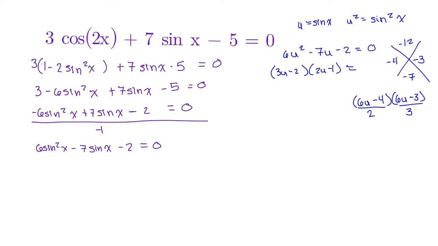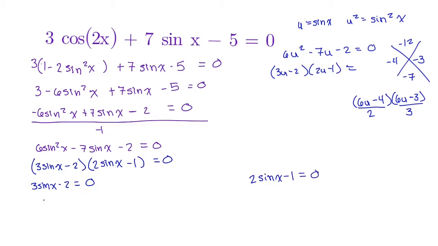So that tells me that this factors to 3 sine of x minus 2 and 2 sine of x minus 1 is equal to 0. So now I can use my zero product property. So this gives me sine of x is equal to 2/3 and sine of x is equal to 1/2.